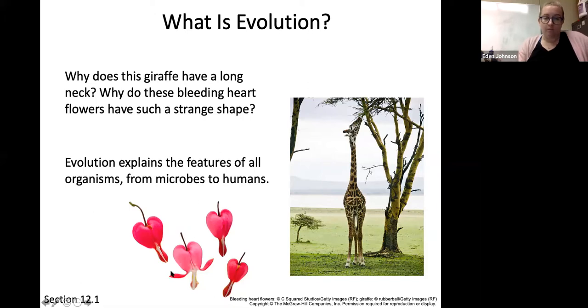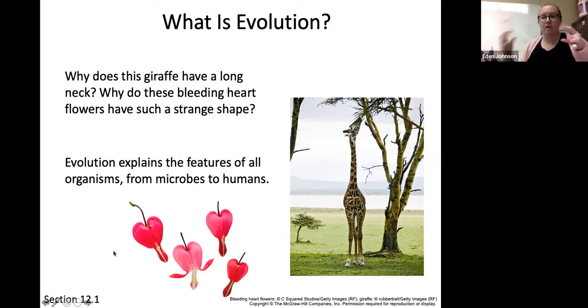Similarly, for these bleeding heart flowers, so the shape of these flowers, and I'm sure you've seen lots of different flowers with really unique shapes, the more unique the shape is of a flower, the more specific their pollinators are. Okay, so in a case like this, it's probably a hummingbird or a butterfly, okay, with this really long proboscis that will go into the tube of this flower to get nectar. So it's rewarded for pollinating these flowers.